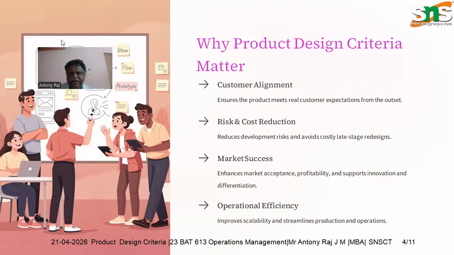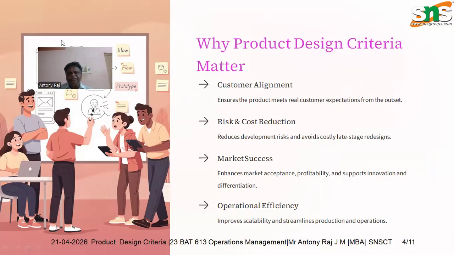And why product design criteria is very important can be seen in these four summary key points. One is the alignment with the customer. Any product has to meet the customer expectations. Otherwise, there's no point. Definitely, the product is not going to get traction, and that is going to be the main reason the product fails. Nobody is going to buy a product which they don't need. So customer alignment is the main criterion with respect to product design.